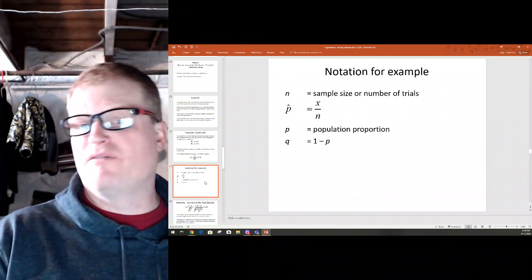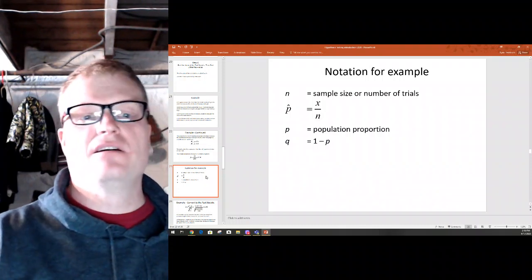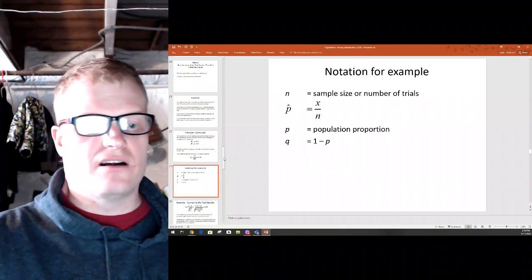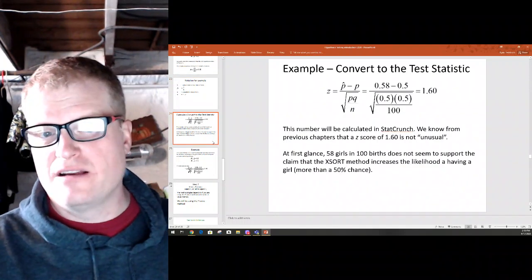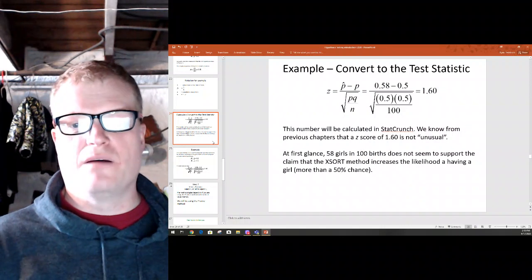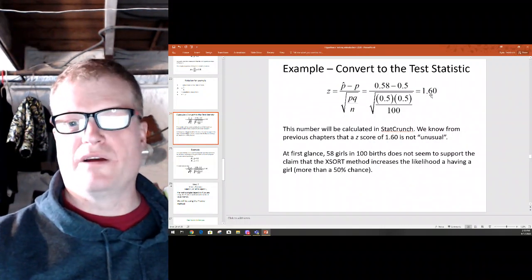The PowerPoint's already available to you in your document sharing. I'll also send it to you again. If you forget what these symbols are, you can come back to this slide. So now if you were calculating this by hand, this is what you would come up with. You would calculate your answer and you would get 1.60.